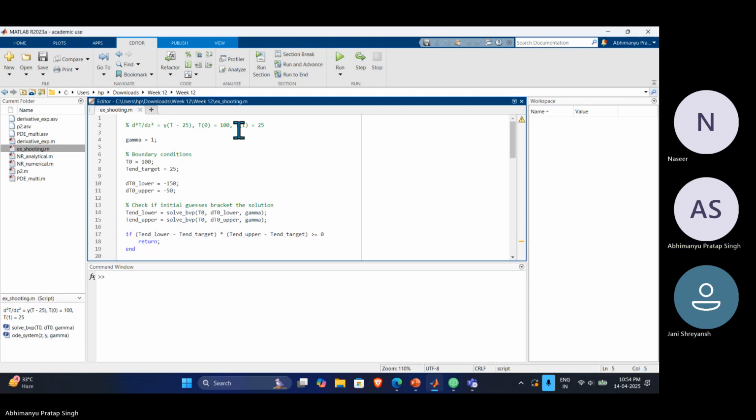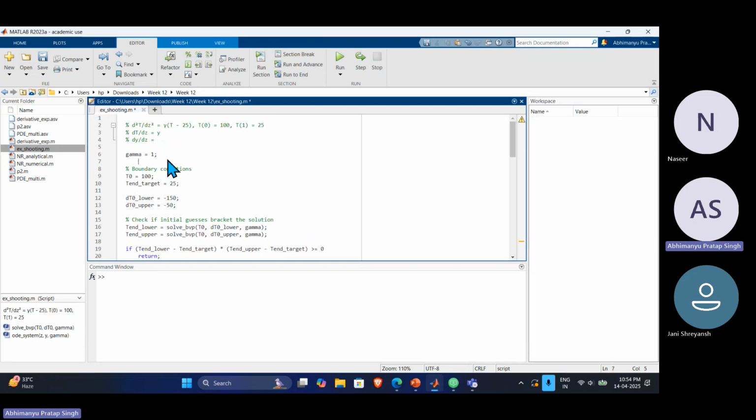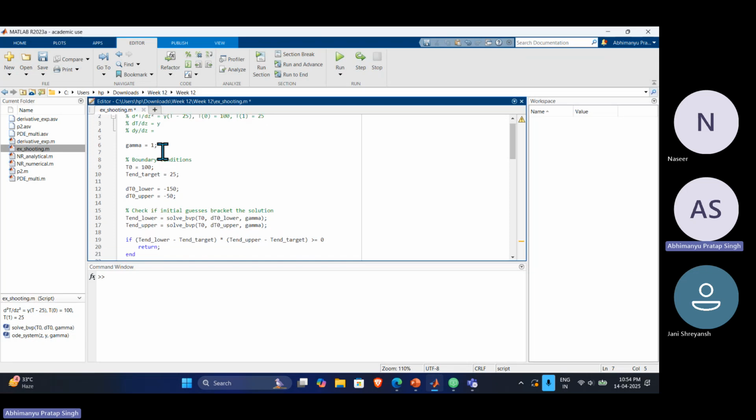Okay. So this was our problem statement. We converted it into two ODEs. One is dT by dz is equal to y, and then the other one is dy by dz is equal to gamma times (T minus 25). Now I'm taking gamma as 1. These two are my boundary conditions.